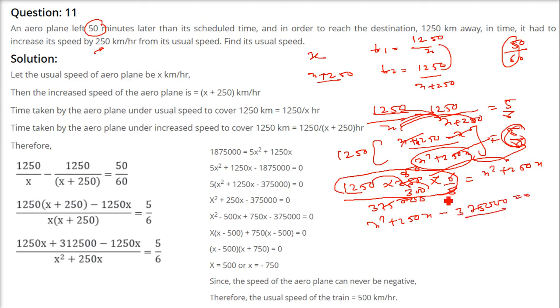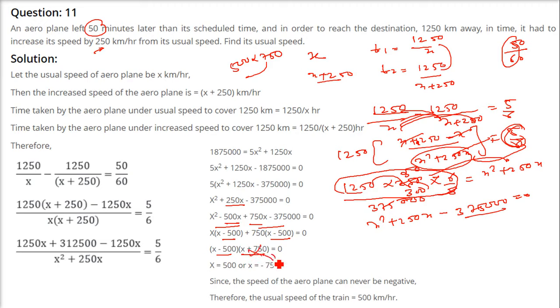Now 375000 can be written as 500 into 750, right? And this will give us 250 also. So this 250x can be written as minus 500x plus 750x. You can take x common from here, x minus 500. You can take 750 common from here, x minus 500. This will give you x minus 500 and x plus 750.